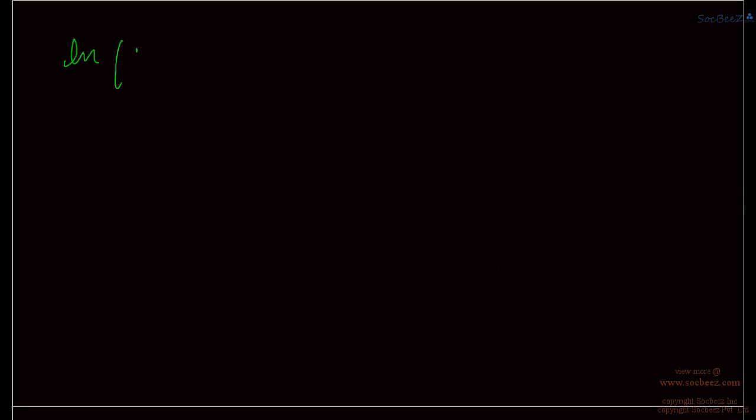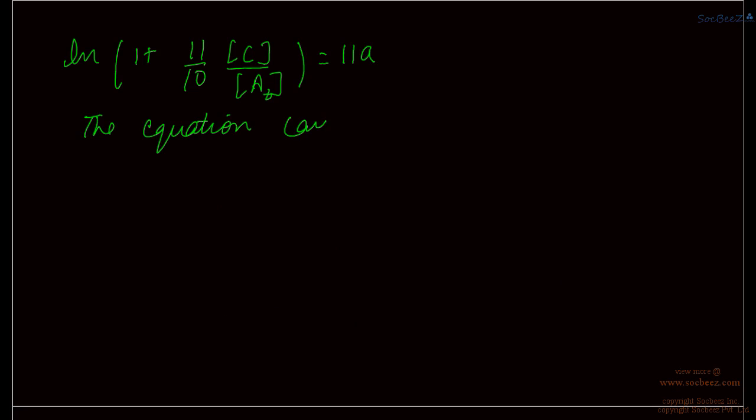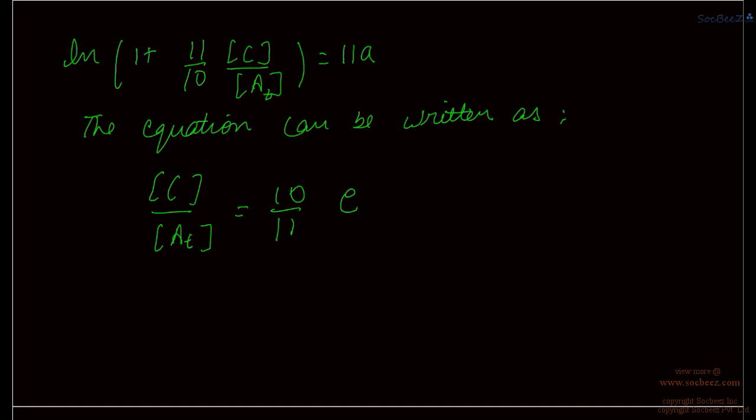Okay, so from here, we can say that ln of 1 plus 11 upon 10 C upon At equals 11A. So, if we simplify it further, this equation can be written as C upon A equals 10 upon 11 times e raised to the power 11A minus 1. So this is the answer that we are looking for.